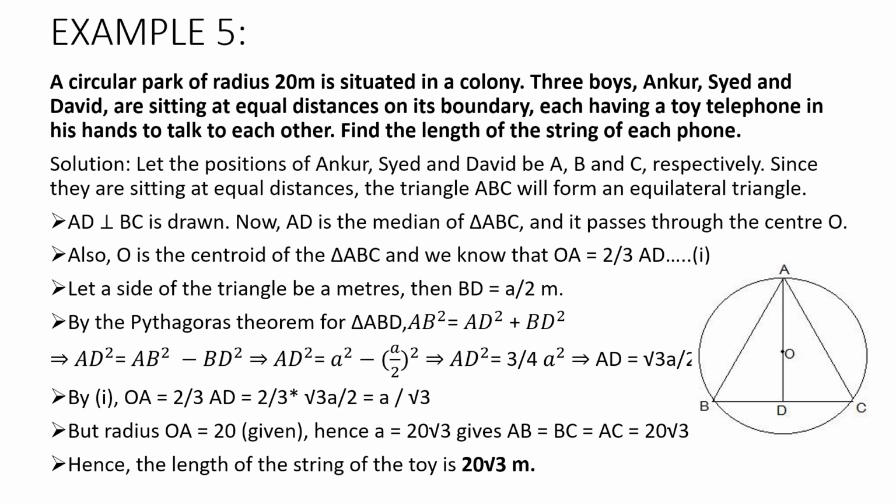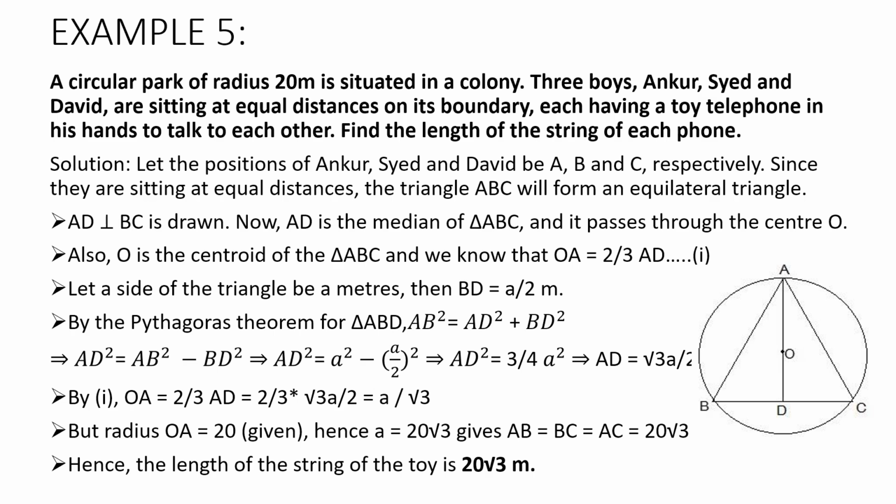Now let a side of the triangle be a meters. That means all the 3 sides are of the same measure, so let that be a. So now BD is equal to a by 2 meter. Apply Pythagoras theorem to triangle ABD. So AB square is equal to AD square plus BD square. So what is AD square? AB square minus BD square. So AD square is equal to a square minus (a by 2) whole square. Solving this, we get AD is equal to root 3 a by 2.